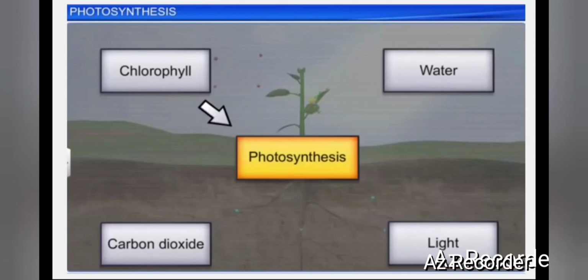So it's very clear to all of you, photosynthesis involves carbon dioxide, water, chlorophyll and the light.